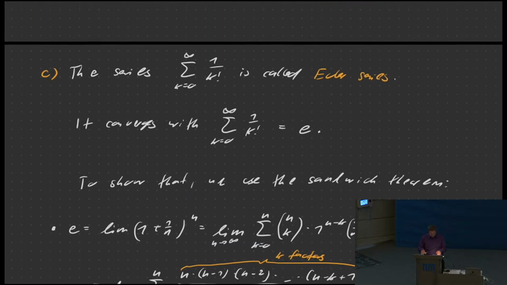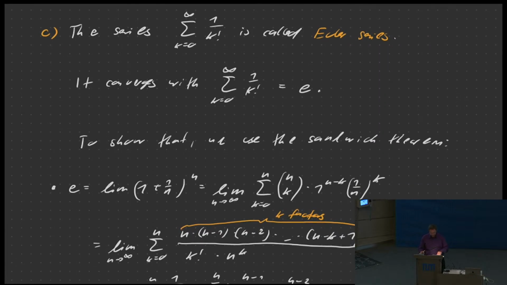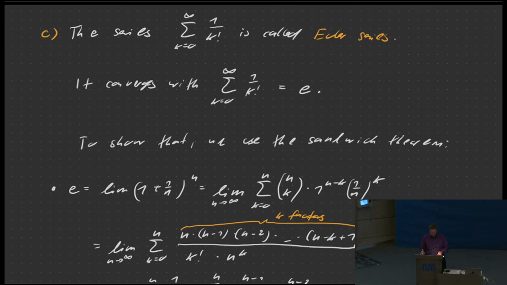And sorry, one more example. And here's where Euler's number shows up once again. This series here, the sum of 1 over k factorial, that is called the Euler series. And that also converges, and we can show the limit of that is, again, Euler's number. So that would be another way to define Euler's number if you want to.